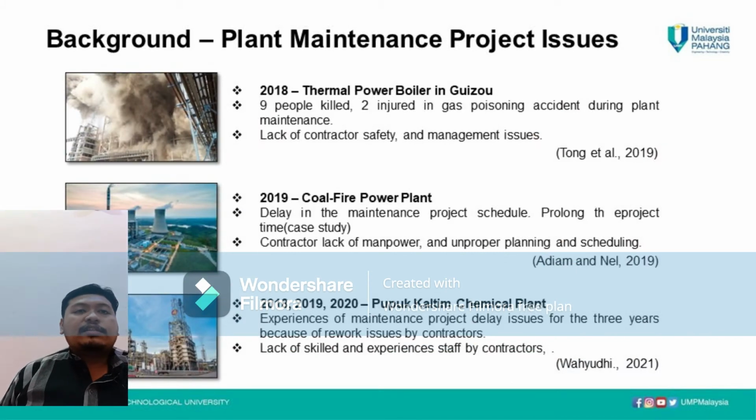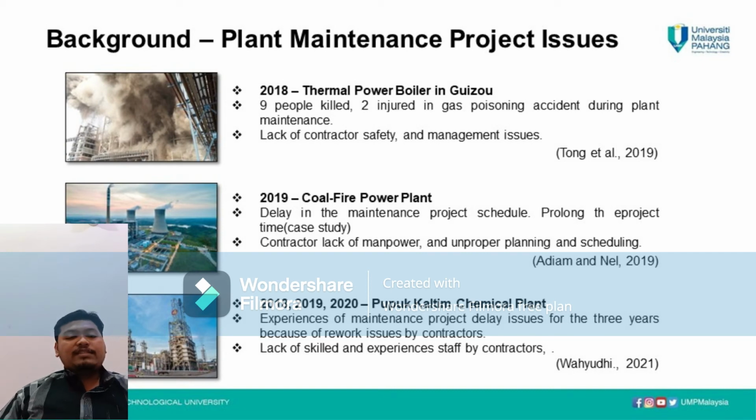So here we can see several case studies that have been conducted by past researchers. In 2018, in a thermal power boiler in Guizhou, because of lack of contractor safety and management issues by the contractor, 9 people were killed and 2 injured in a gas poisoning accident during the plant maintenance. Next, in 2019, at a coal-fired power plant, because of the contractor's lack of manpower and improper planning by their management, there was a delay in the maintenance project schedule.